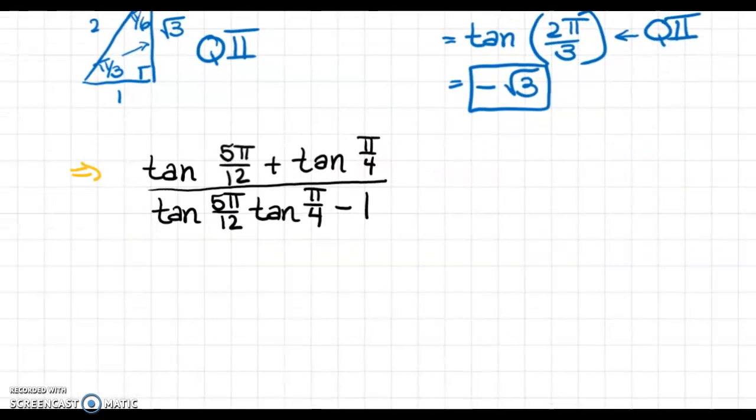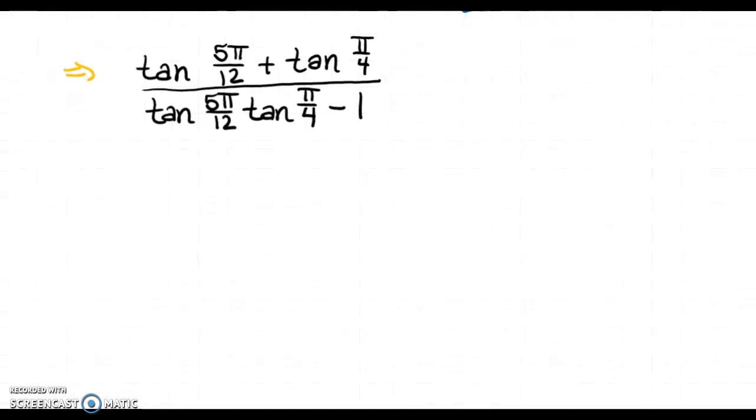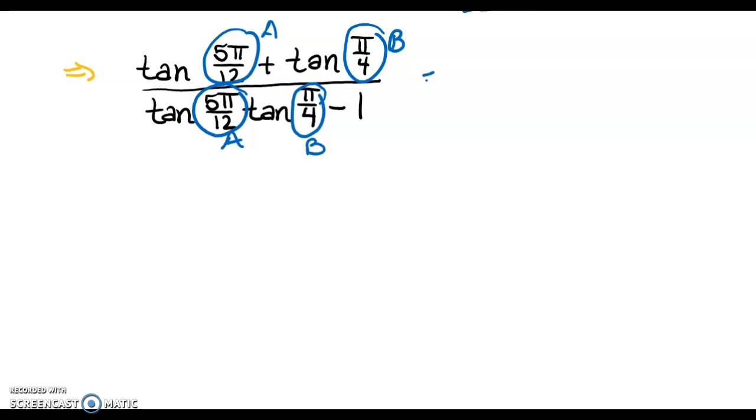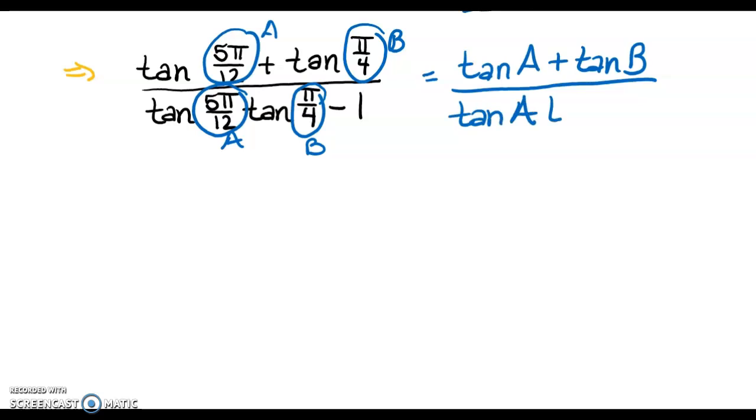Okay, this is the last example and one of the most important examples. If we take a look at this, this and this are the same angle. I'm going to call that A. This and this are the same angle. I'm going to call that B. So if I take a look at this, I can rewrite this as tan A plus the tangent of B over tangent of A times the tangent of B minus 1. But that does not match any of the formulas I have.